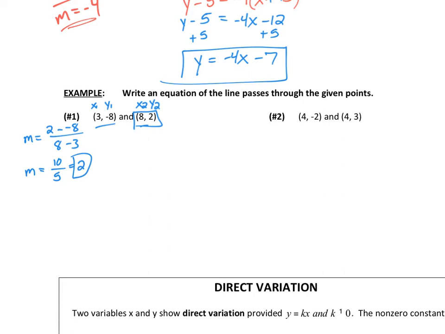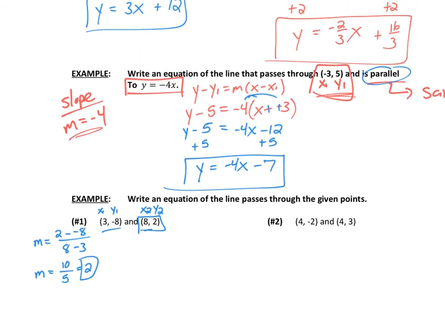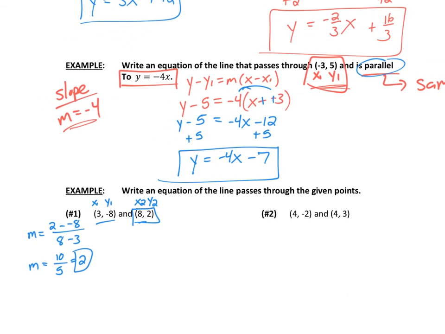I just realized I accidentally hit the stop button on the recording, so I don't know where I left off, but I'm just going to go back up here and quickly re-explain this problem. So you found the slope, we have the point, and we plug it in to get y equals negative 4x minus 7.